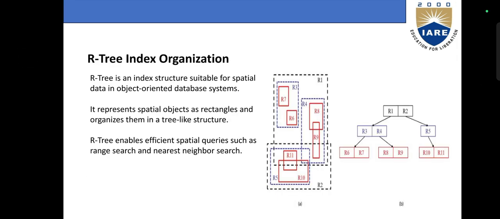R-tree index organizations. R-tree is an index structure suitable for spatial data in object-oriented database systems. It represents spatial objects as rectangles and organizes them in a tree-like structure. R-tree enables efficient spatial queries such as range search and nearest neighbor search. R1, R2, R3 and R levels are the examples of R-tree index organizations.